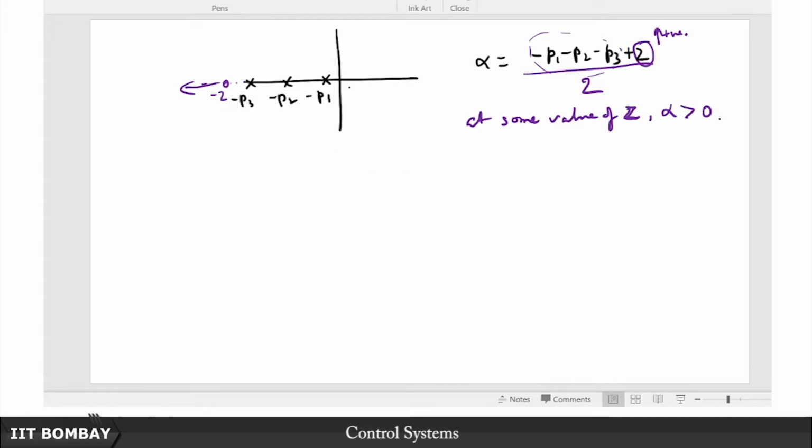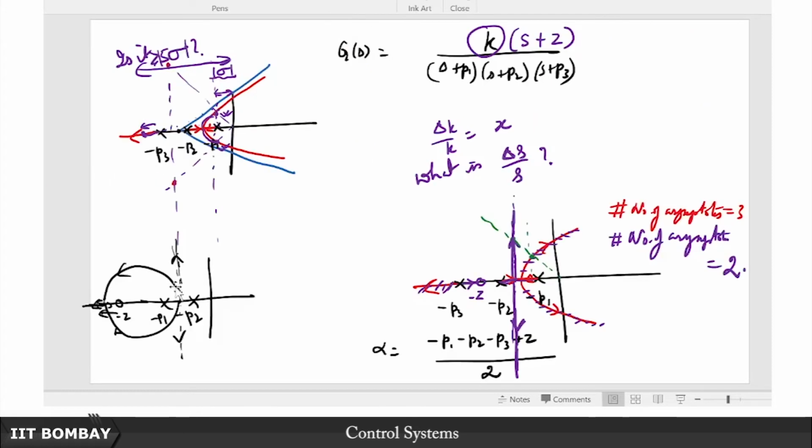In other words, the location of your centroid would probably be somewhere here. Let's say this is alpha. That means the asymptotes would then be like this. So you might expect that your root locus would look something like this, which is clearly something that we don't desire. So already we see one difference.